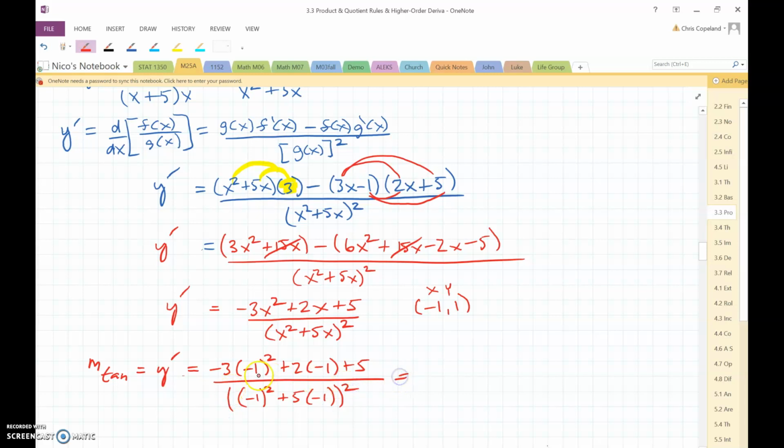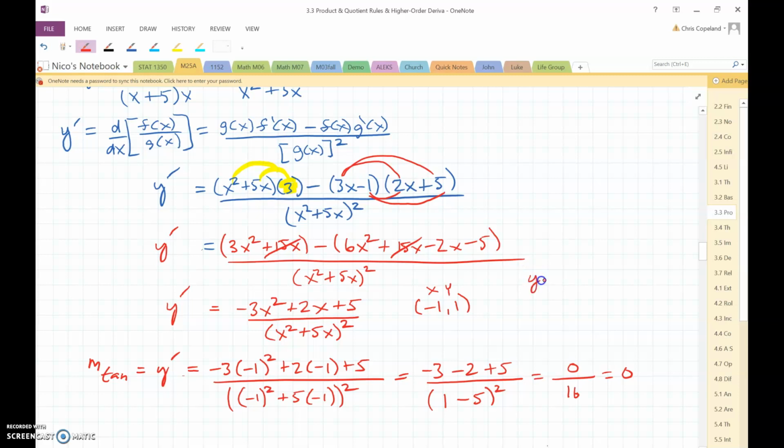Okay? So this would be positive 1 times -3, which is -3. This would be -2. This would be 5. That's going to be 0. This would be 1 minus 5, squared. This is going to be 0. This is going to be -4 squared, 16. So this would be 0. So we know the slope is 0.